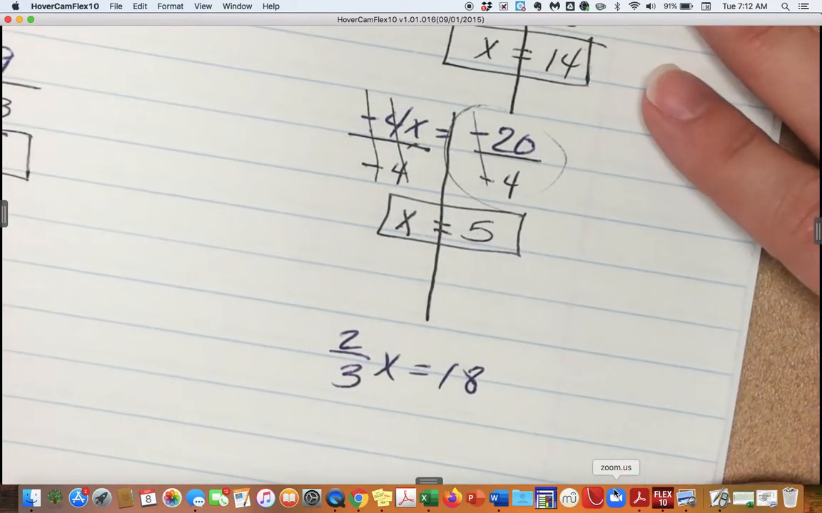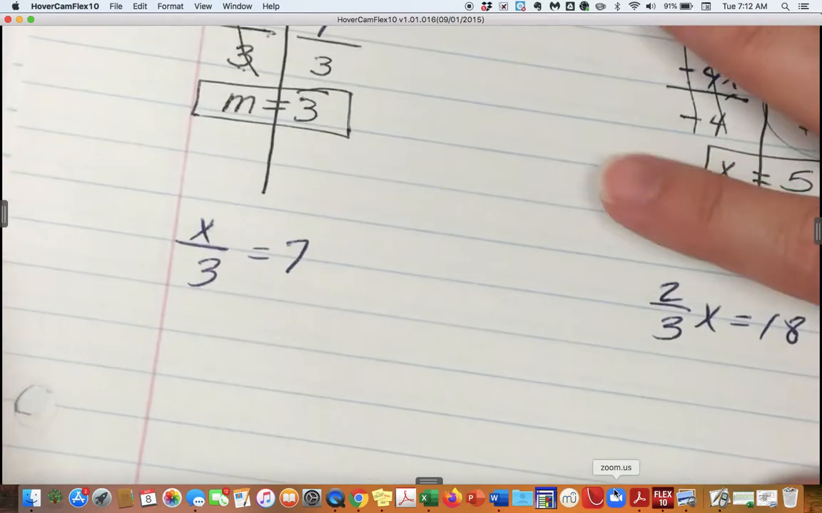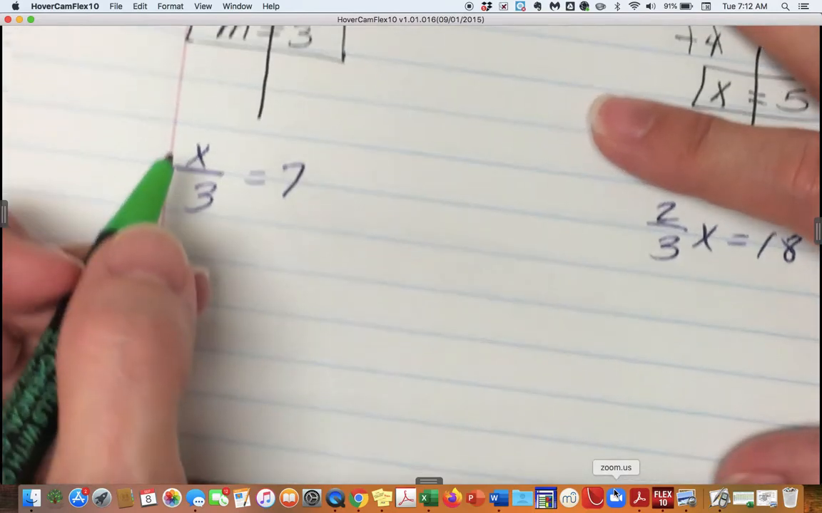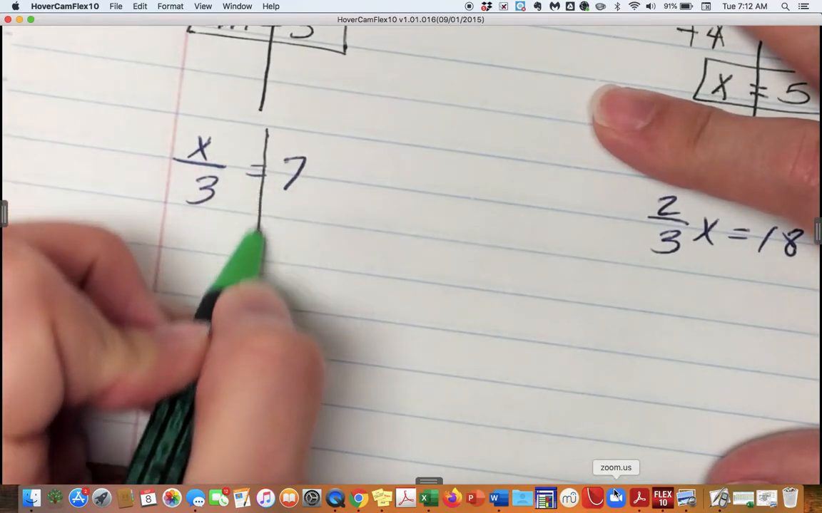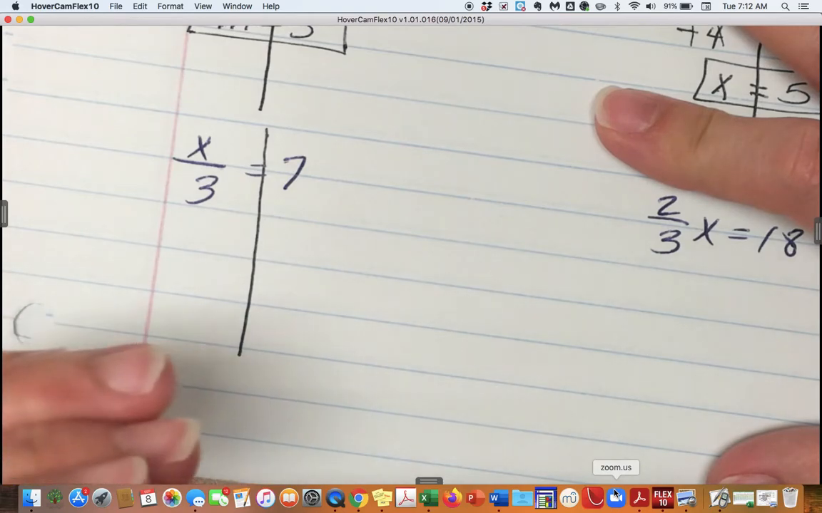Okay, now let's do the division problem. Division just seems to be a little bit more spooky because you see the fraction. So don't get stressed just because you see a fraction. We're going to approach it the exact same way. So the way you talk to yourself and walk your way through this problem is exactly the same.